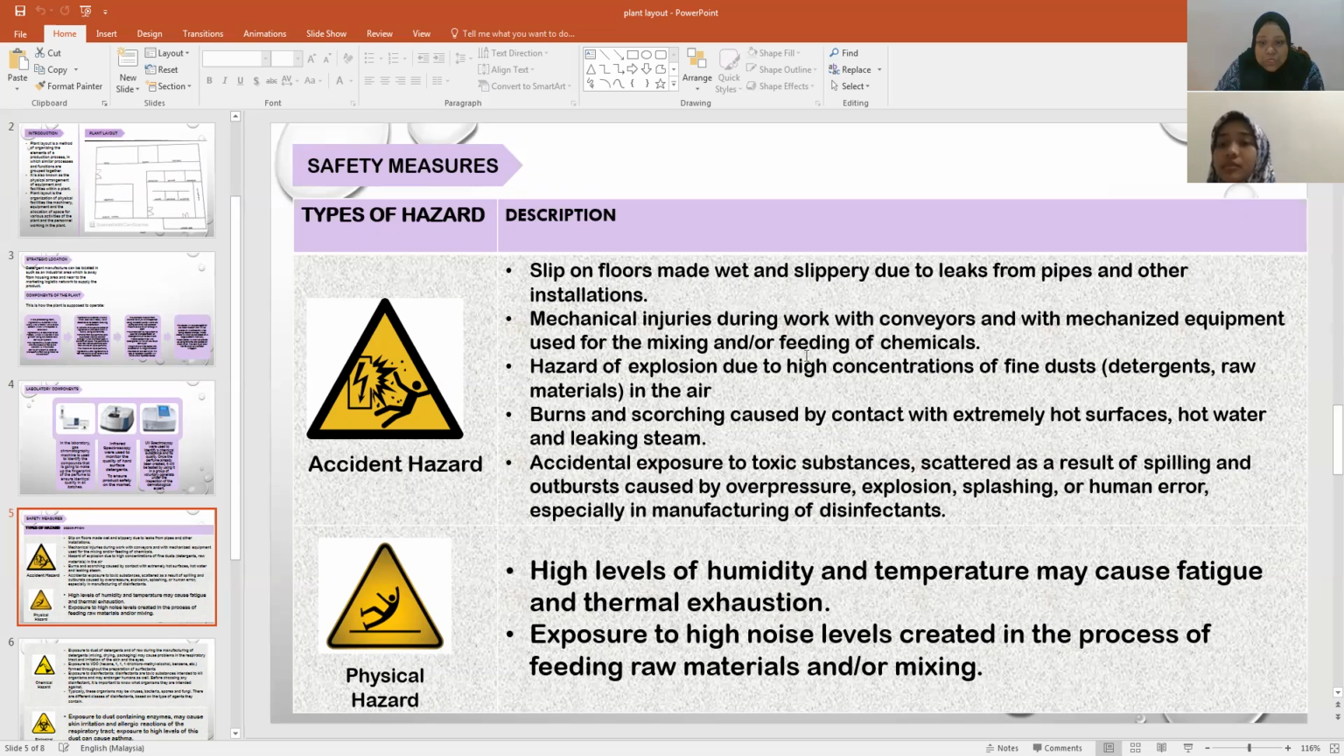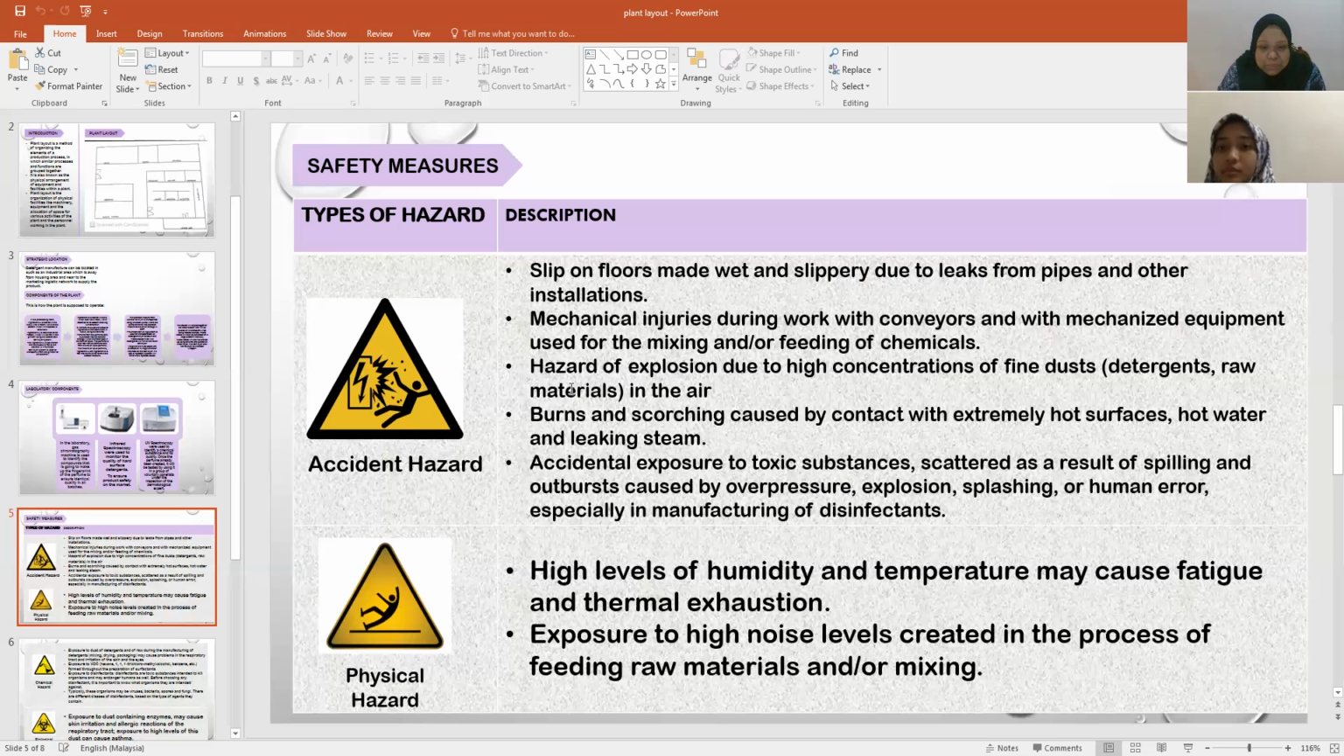And then hazard of explosion due to high concentrations of fine dust such as detergent raw materials in the air. Burns and scorching caused by contact with extremely hot surfaces, hot water and leaking steam, and then accidental exposure to toxic substances scattered as a result of spilling and outburst caused by overpressure, explosion, splashing, or human error, especially in manufacturing of disinfectant. Next one, we have physical hazard, which is a high level of humidity and temperature may cause fatigue and thermal exhaustion to the worker.